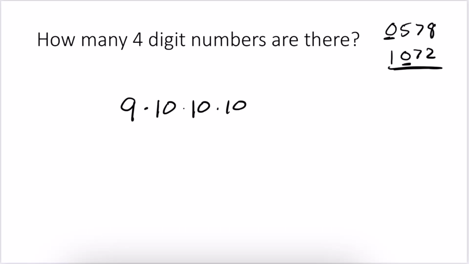And so my choice tree would look like 9 options for the first one, then each of those would branch off into 10 branches, each of those would branch off into 10, and then each of those would branch off into 10. And that would create a 4-digit number. And so the number of 4-digit numbers that there are would be 9,000, because 9 times 10 times 10 times 10 tells me that there's 9,000 branches in my choice tree.